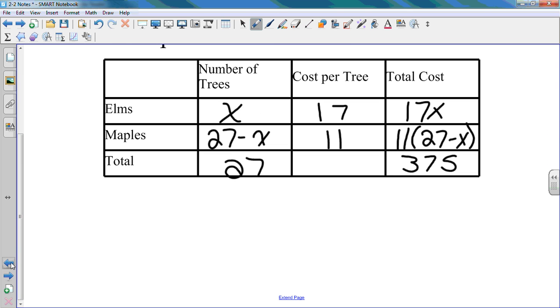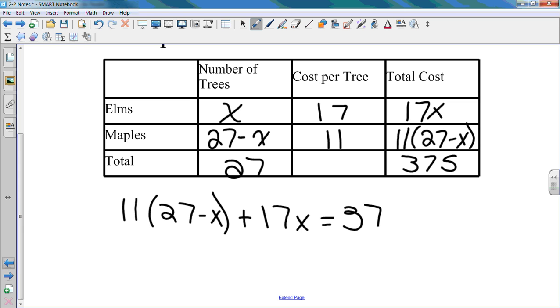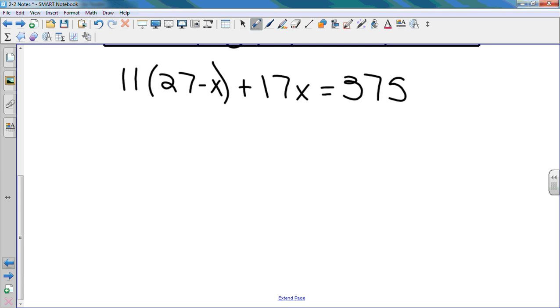If the total cost of the elm trees was 17X, the total cost of the maple trees was 11 times the quantity 27 minus X, and the total cost was 375. Okay, 11 times 27 minus X equals... not yet... plus 17X. There it is. Total cost of the elm plus the total cost of the maple is $375.